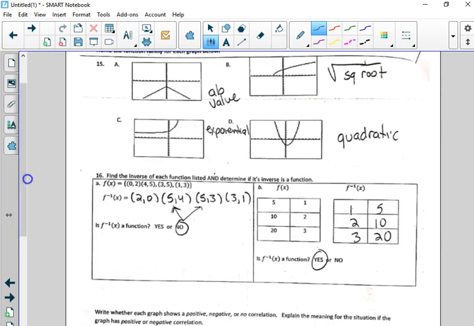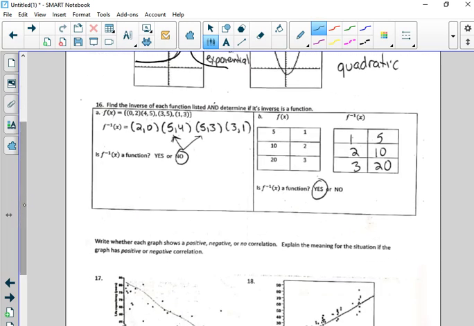Okay, name families. Again, v for value, even though it's upside down. This curve here is a square root function. This is exponential growth. We could also have exponential decay. And we've seen plenty of quadratics on here so far.